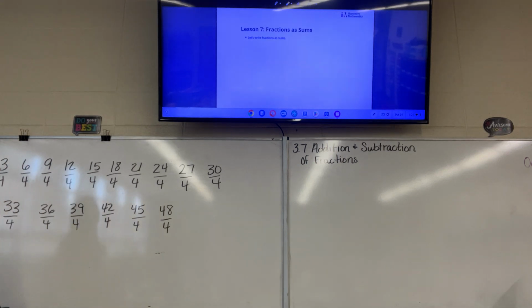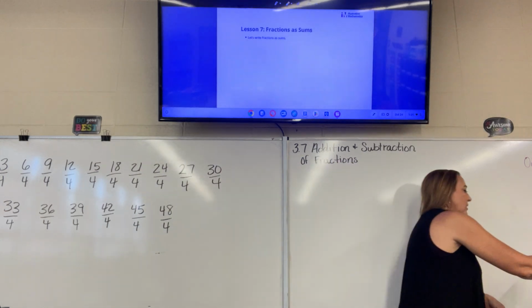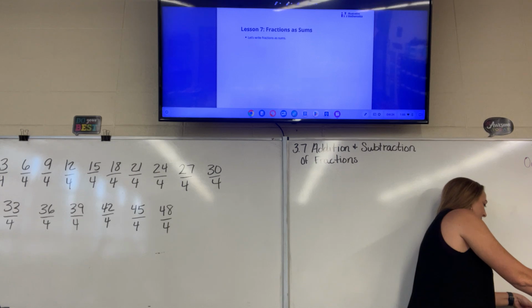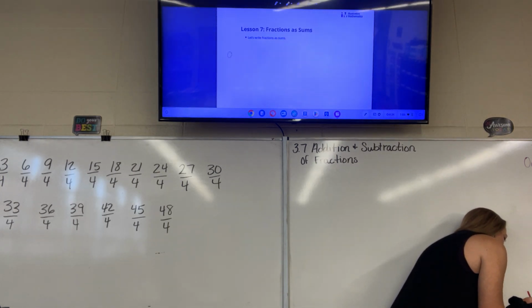Okay, what do you notice about all those fractions, Evan? They all have a 4 on the bottom. Yep, the denominator is 4 on all of them. That's one thing that we're going to write down. All of them have a denominator of 4.